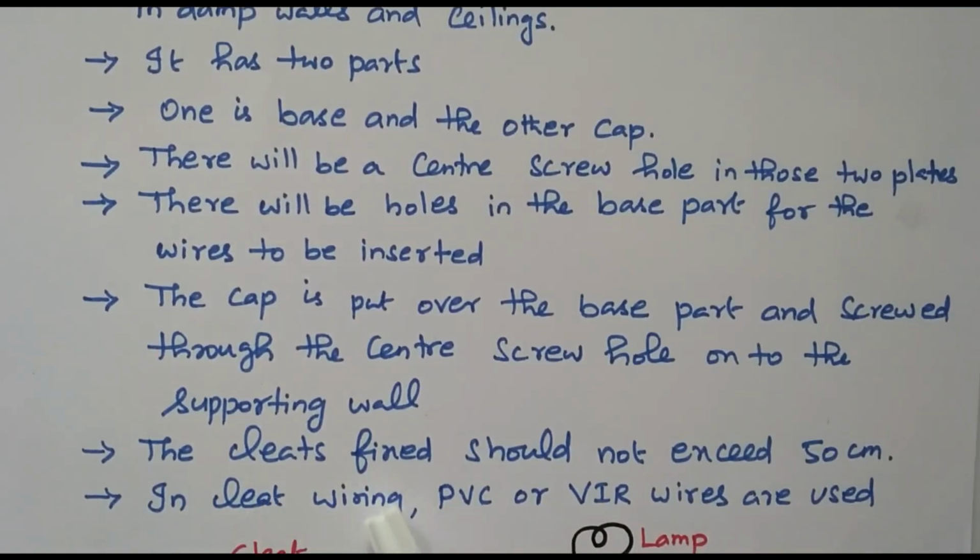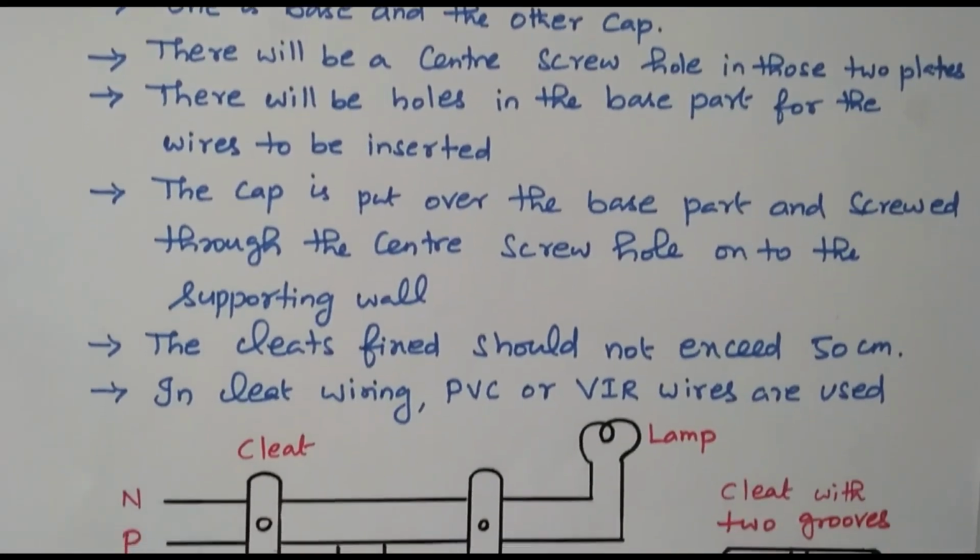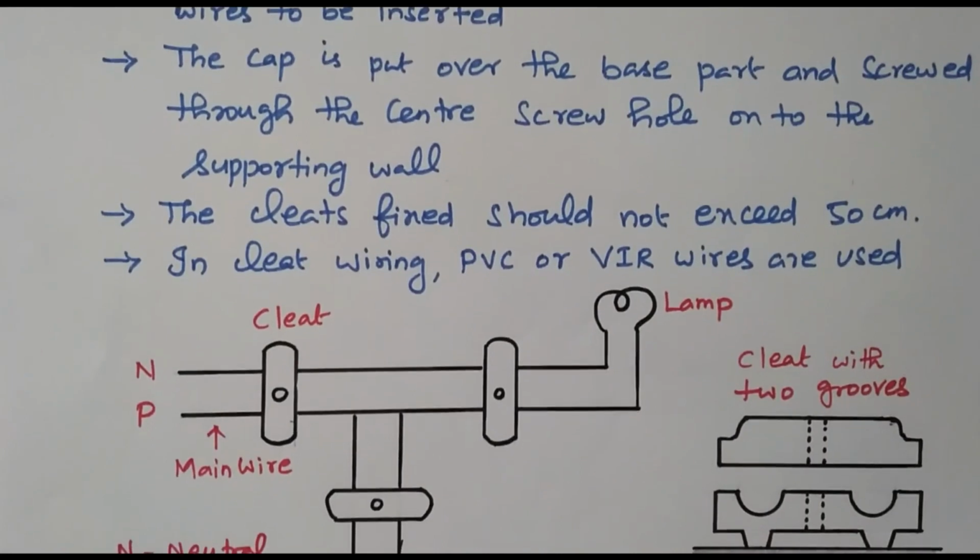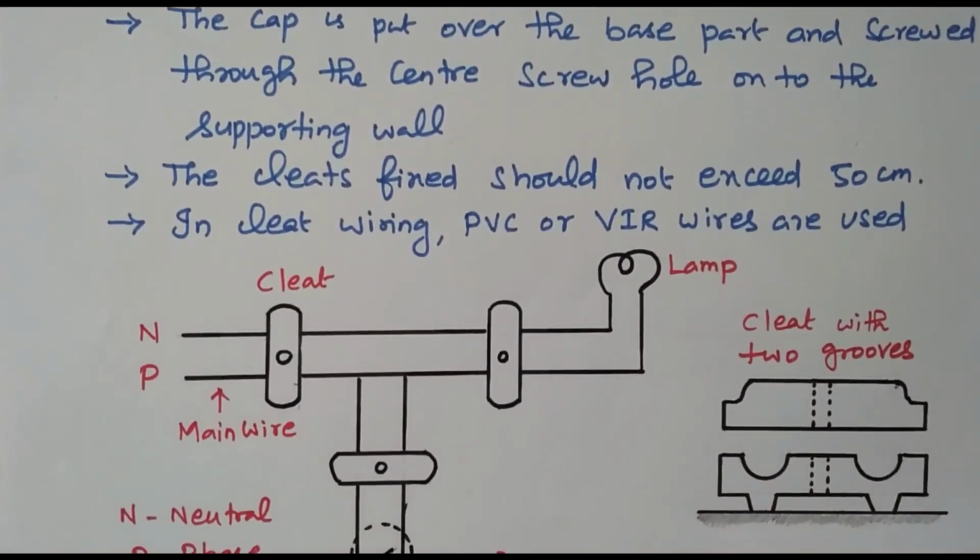The clads should be fixed at intervals not exceeding 50 cm. In clad wiring, PVC or VIR wires are used. We will refer to the diagram so that you are able to understand easily. So it is a temporary wiring. These types of wiring are used for temporary purposes.